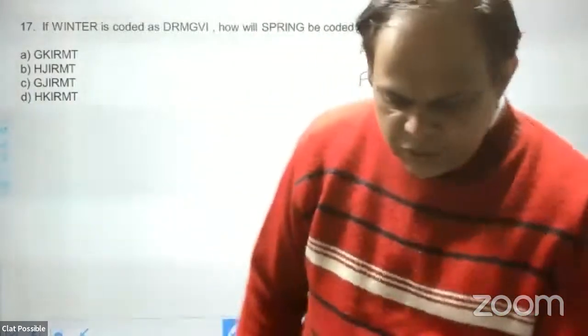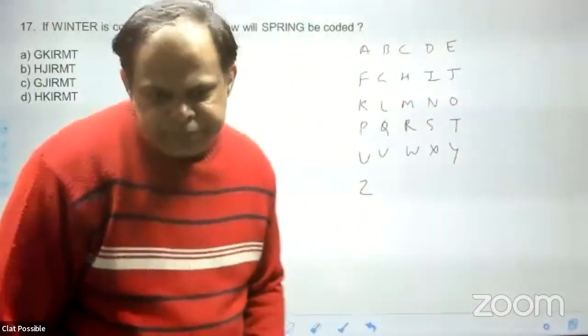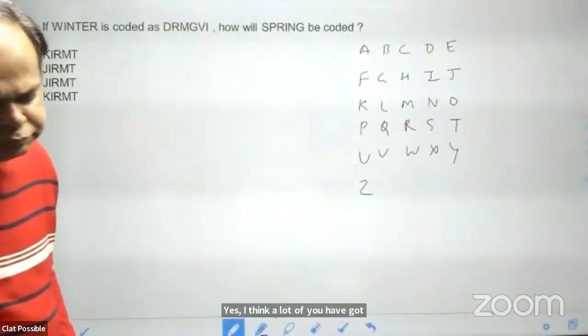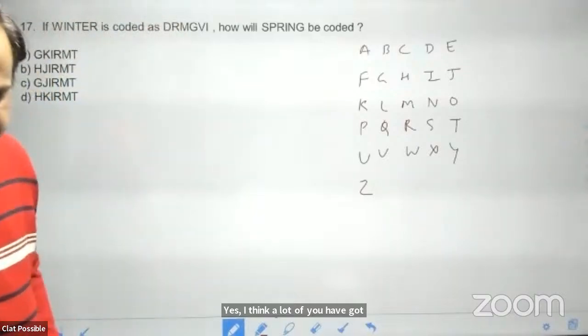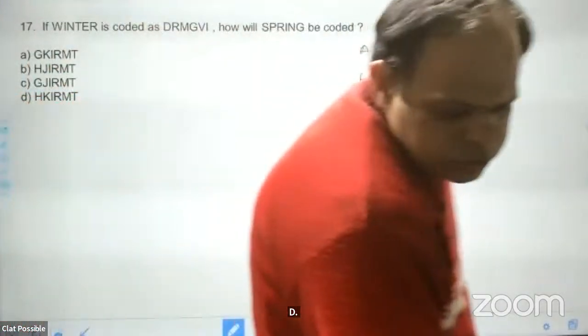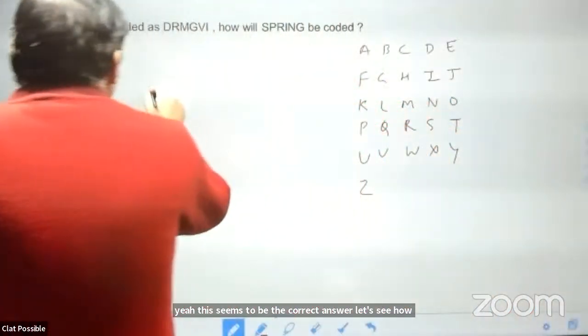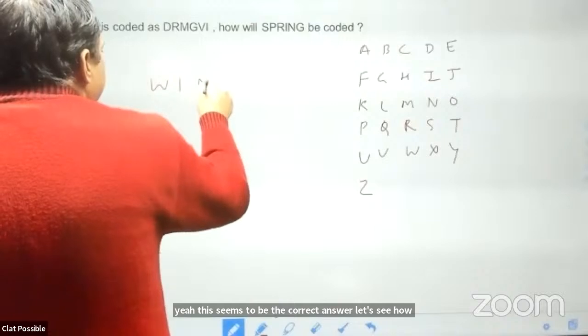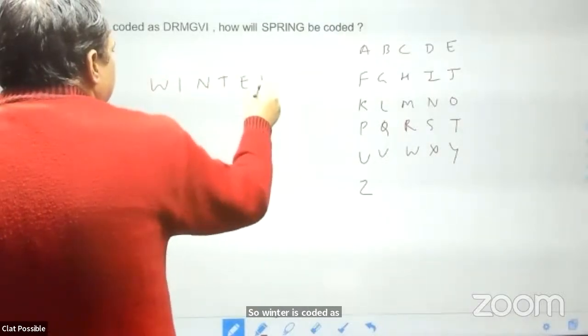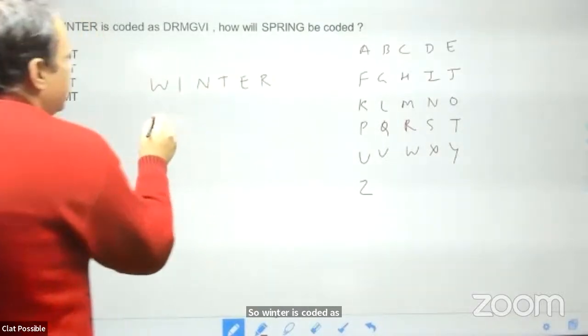Yes, I think a lot of you have got D, which seems to be the correct answer. Let's see how. Winter is coded as DRMGVI.